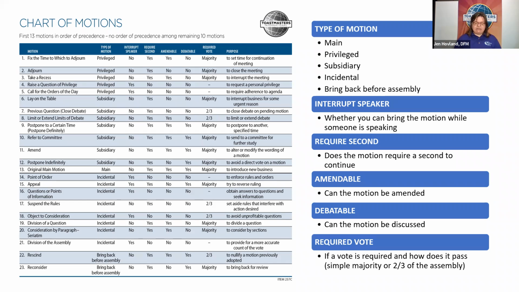By division, again, that's the slight variation of the voice vote where you're required to count, so the members raise their hands or stand. And then of course there's by ballot, if you need to do something by secret ballot.